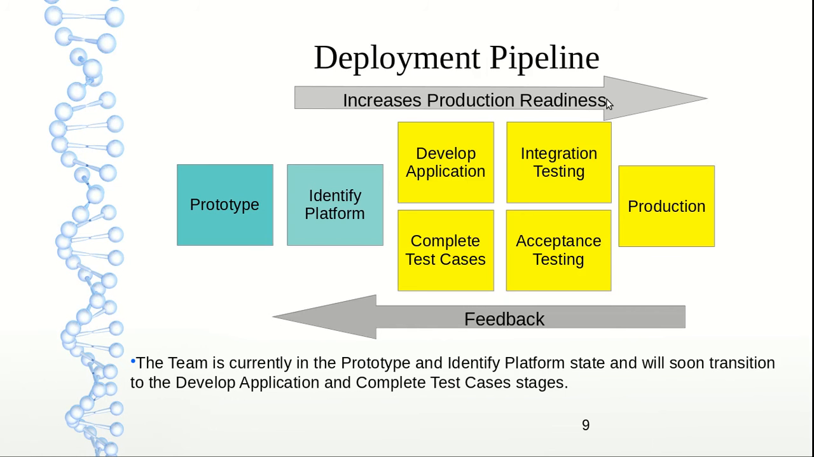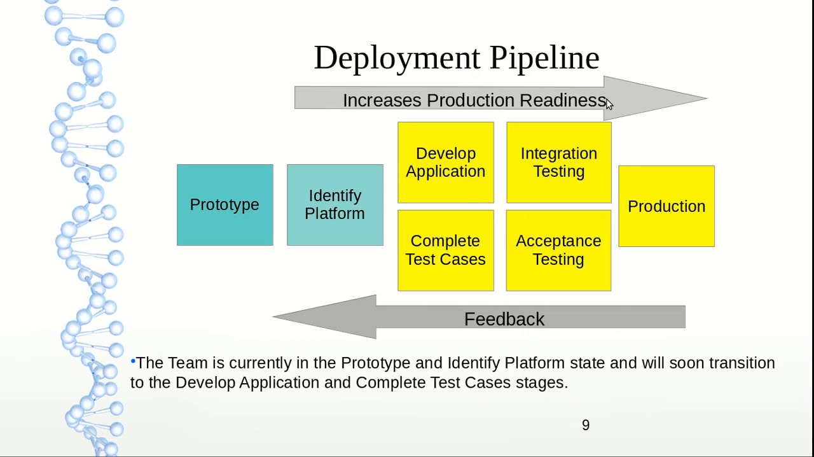So next we'll talk about our deployment pipeline, which is our software management strategy to go all the way from our prototype stage to our production stage. So far in the project, we've been working primarily on the prototype and identify platform stages. That's where most of our efforts have been focused, with the goal to meet the requirements of the user in the production type environment. So as indicated by blue, we have completed a lot of the first two steps there, and we are starting to transition into the develop application and complete test case phases.